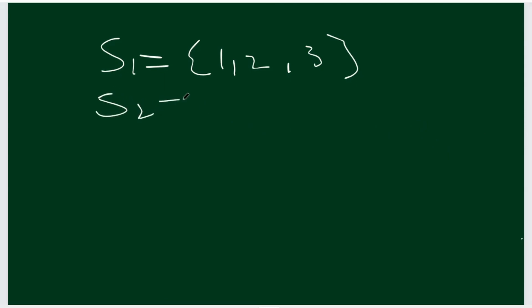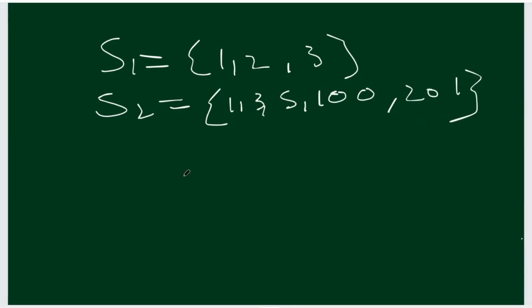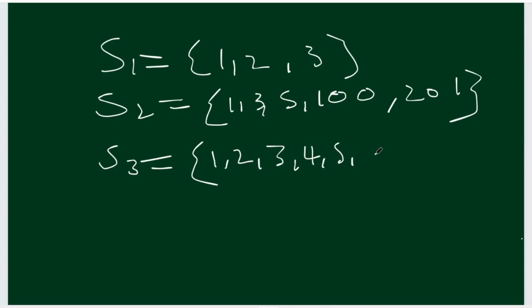And likewise, S2, if it's equal to {1, 3, 5, 100, 201}, this is also a discrete set. There's a finite number of values. There are also sets that can contain an infinite number of values. So S3 is equal to, for example, all the positive integers. Well, that would be 1, 2, 3, 4, 5, and so on. There's an infinite number of positive integers.